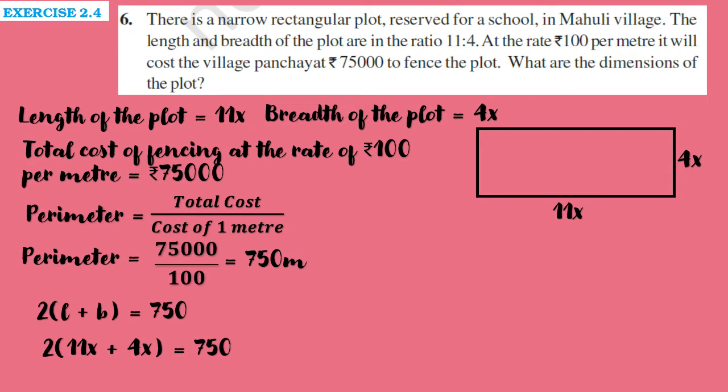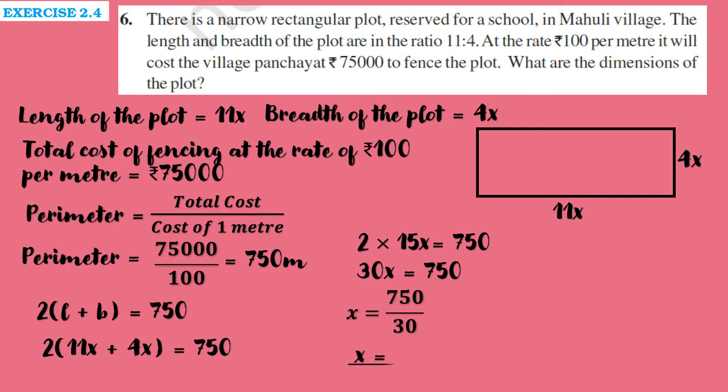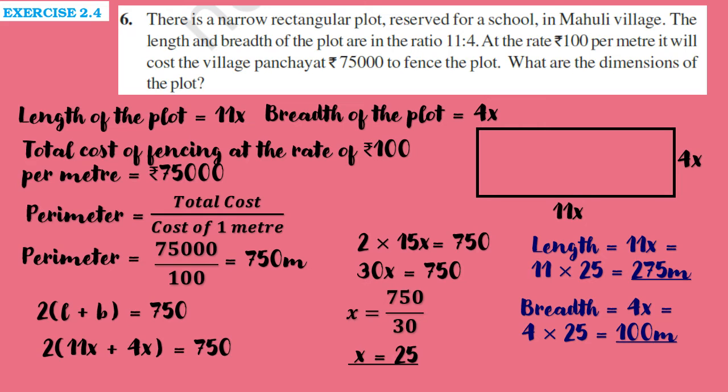Let us substitute that. That is 2 into 15x equal to 750. So 30x equal to 750. x equal to 750 by 30. On simplifying, we will get x equal to 25. Now what is the length? Length equal to 11x. That is 11 into 25, 275 meter. And the breadth 4x, which is equal to 4 into 25, 100 meter. Let us move on to next question.